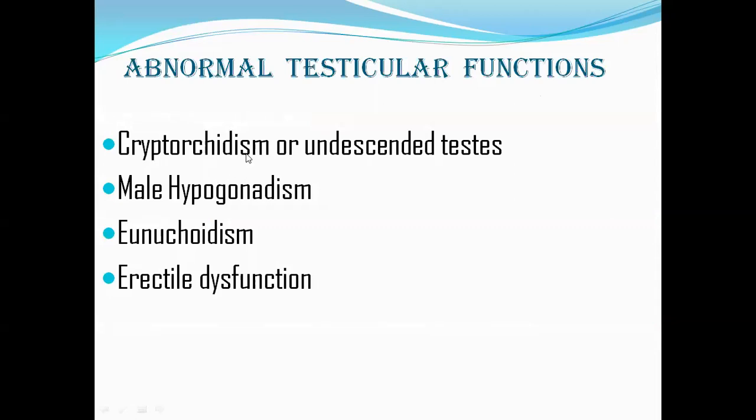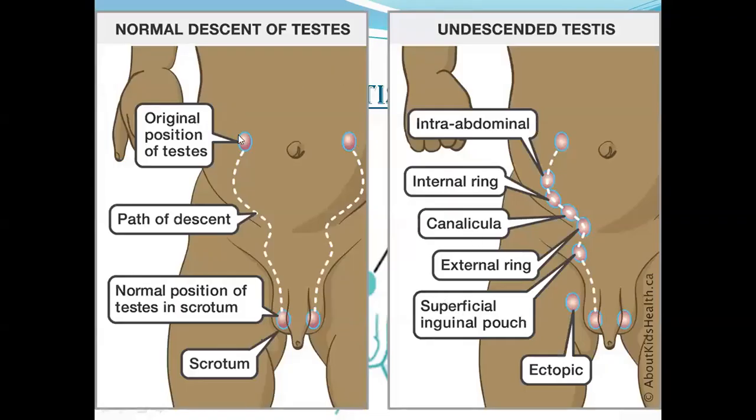One is cryptorchidism or undescended testis, then male hypogonadism, then anorchism, and lastly erectile dysfunction. Now, normal descent of the testis: this is the original position where the testis is formed, and it passes through the inguinal canal, the inner ring, the outer ring, and comes out into the scrotal sac. An undescended testis may remain intra-abdominally near the internal ring, in the inguinal canal, or near the external ring. It reaches the mouth of the internal ring at about the 12th week of intrauterine life, then there is rapid descent by the 25th week, when it comes near the external ring and descends to the scrotum. So these are all the positions of the undescended testis, and this is the ectopic testis.